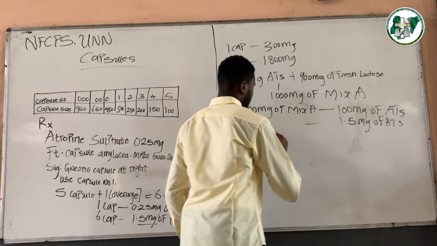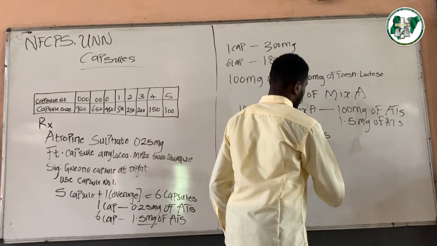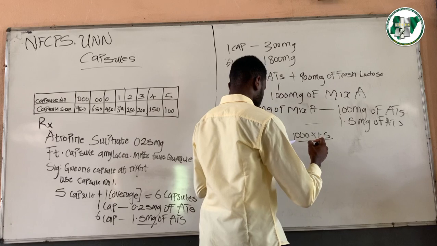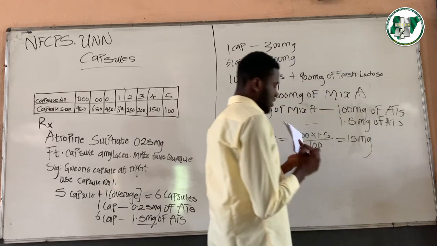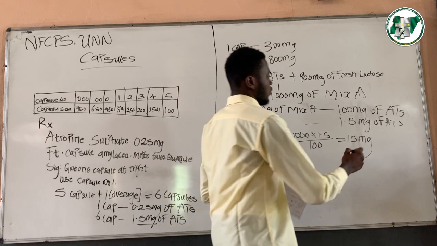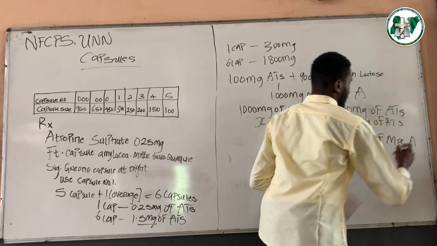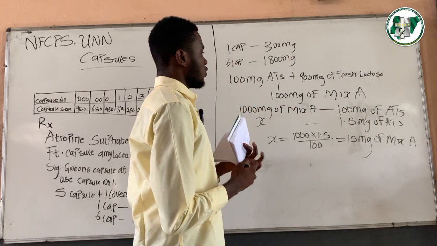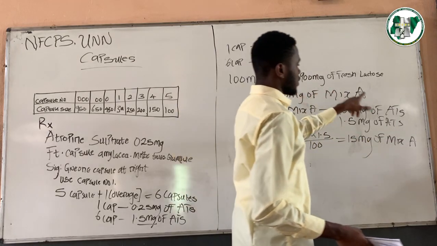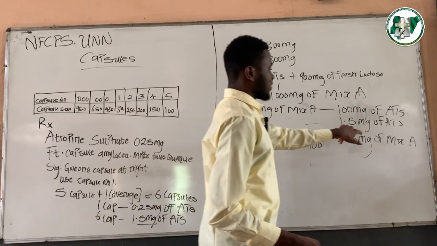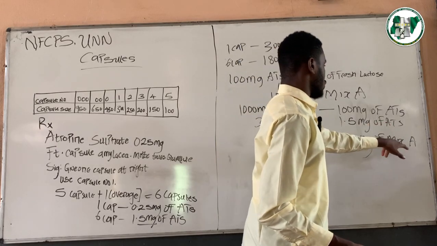So we cross multiply, x is now equal to 1,000 multiplied by 1.5 divided by 100 to give us 15 milligram. Remember, I told us the least weight is 15 milligram of mixture A. What this means is that when we get 15 milligram from this mixture A, which is a combination of 100 milligram of ATS and 900 milligram fresh lactose, we would have 1.5 milligram of ATS. So 1.5 milligram of ATS is in this 15 milligram of mixture A.